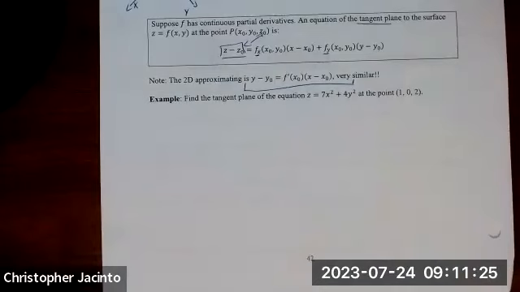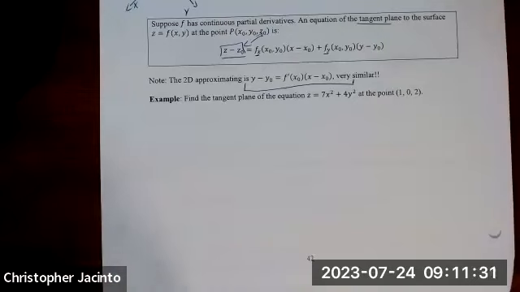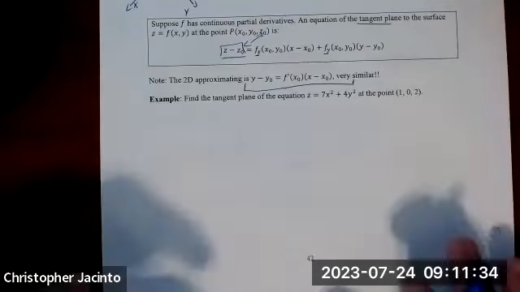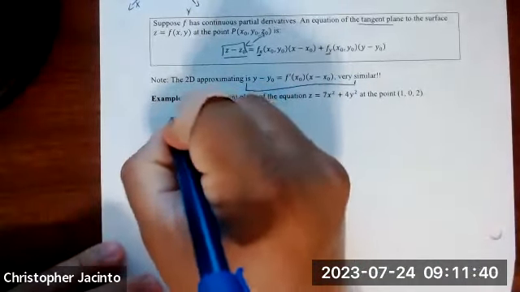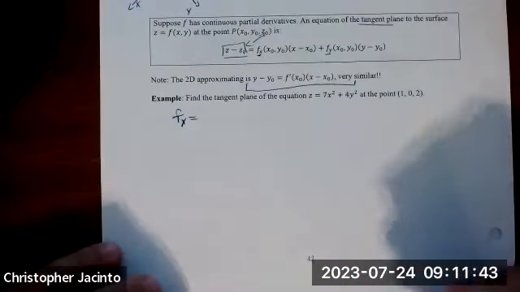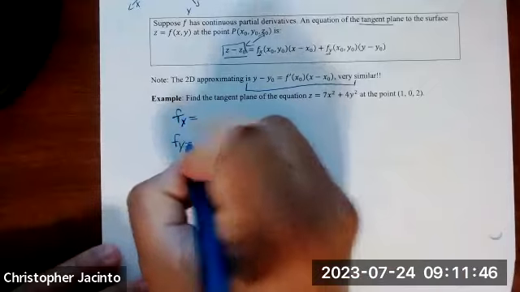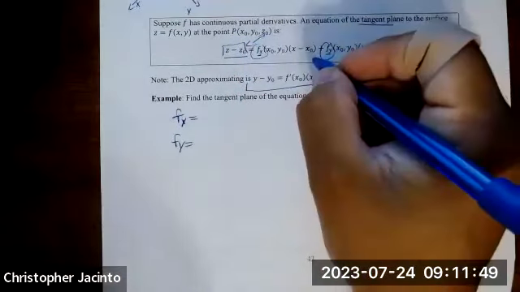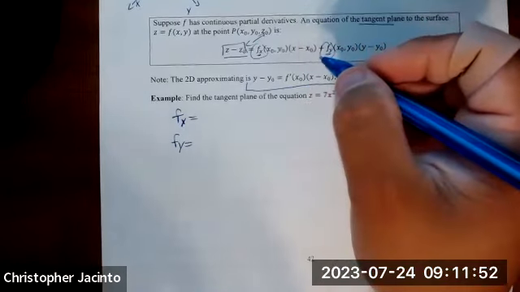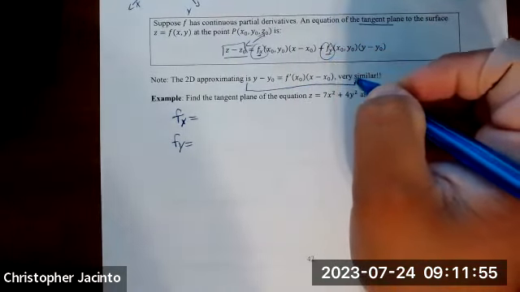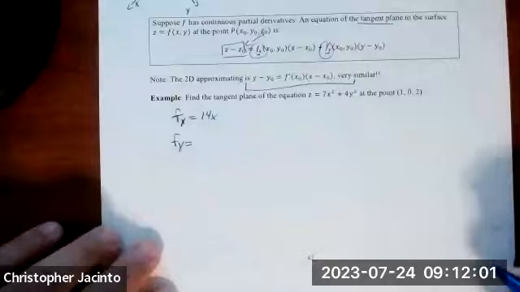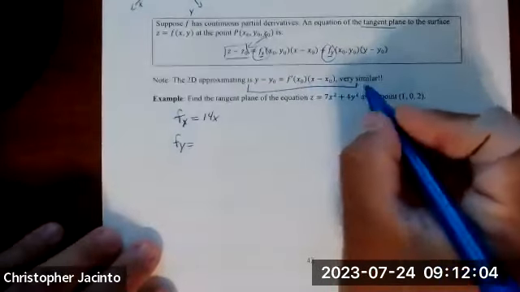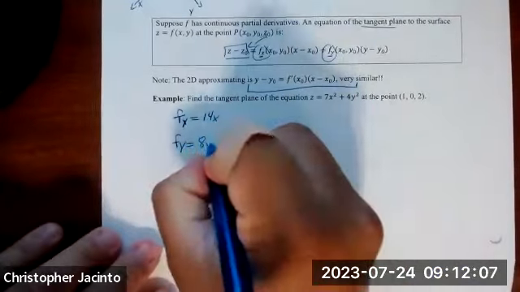So find the tangent plane of the equation z equals 7x squared plus 4y squared at the point 1, 0, 2. Okay. So first, before we do anything, we need to find 2 derivatives. Derivative of f with respect to x and the derivative of f with respect to y, because we need them there. Okay. So derivative with respect to x, keeping everything else constant, so that's constant, so it goes away. So this can be 14x. With respect to y, that's a constant, so it goes away. So we just get 8y.